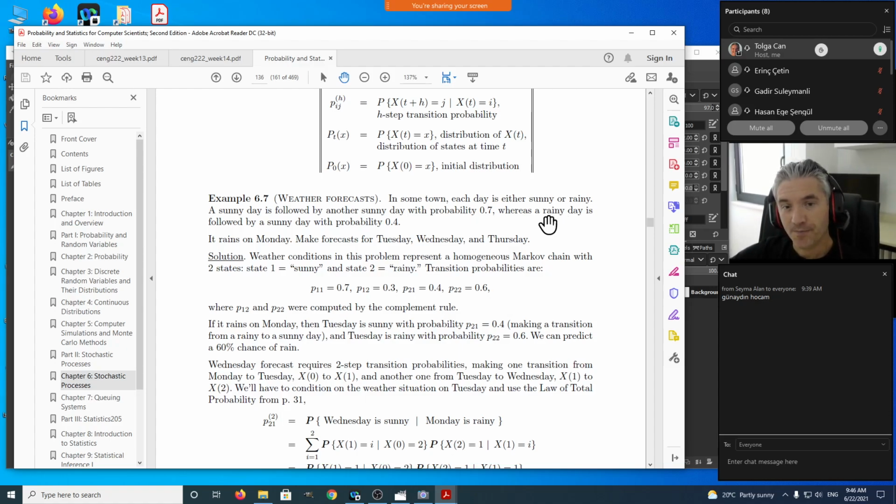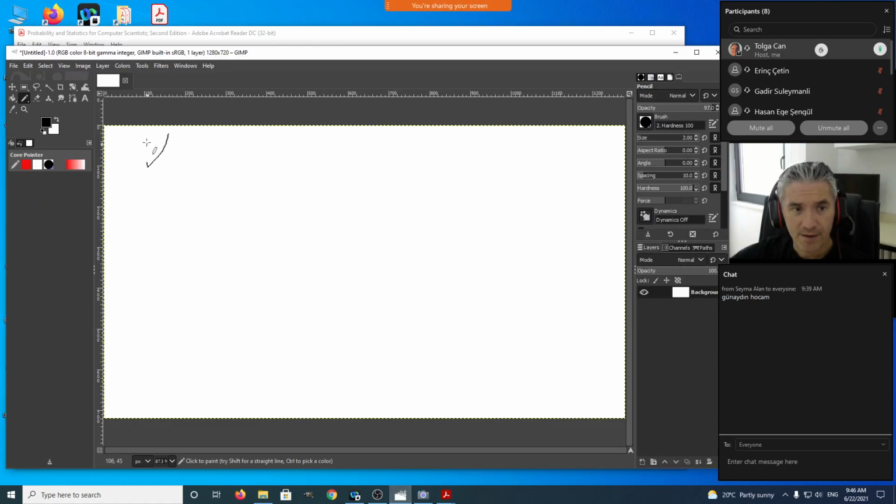Okay? So our random variable x here shows the weather condition in a town. And when we attach a time to it, it shows the weather condition on a specific day. And when I say it shows the specific condition on a specific day, I'm not thinking about a specific state.